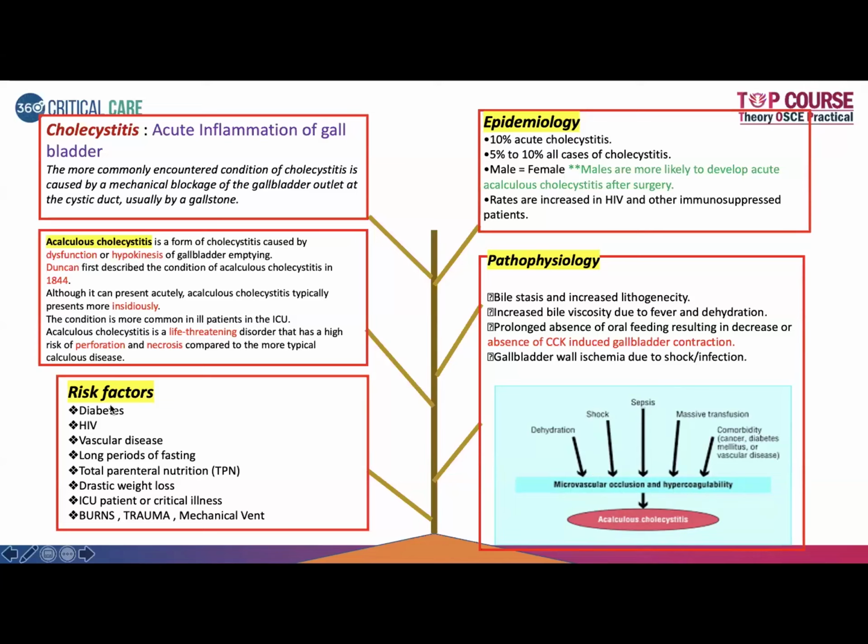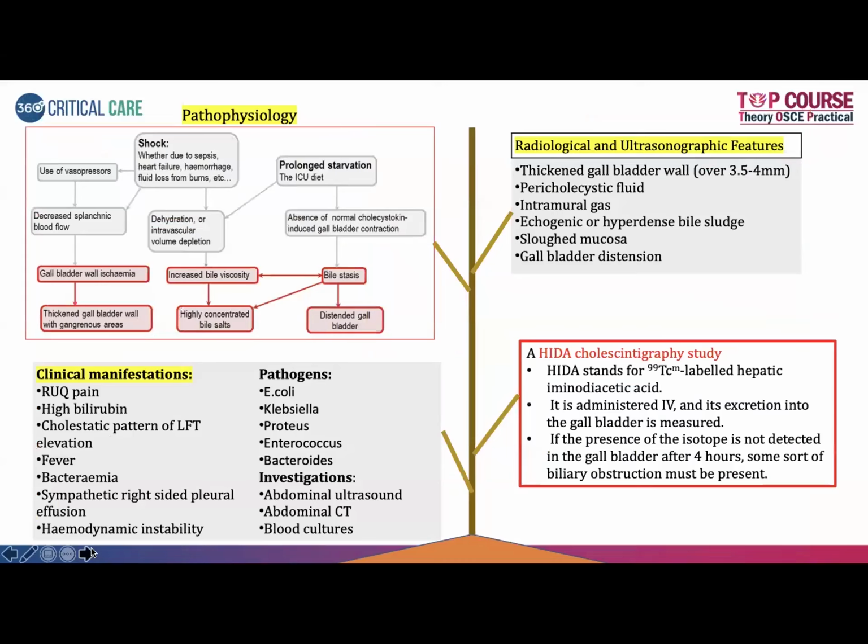Risk factors, when we look into them: diabetes, HIV, any patient in ICU, shock, on mechanical ventilation, sepsis, drastic weight loss, especially patients who are on TPN, burns, any vascular disease, prolonged periods of starving. So these are the main risk factors for acalculous cholecystitis.